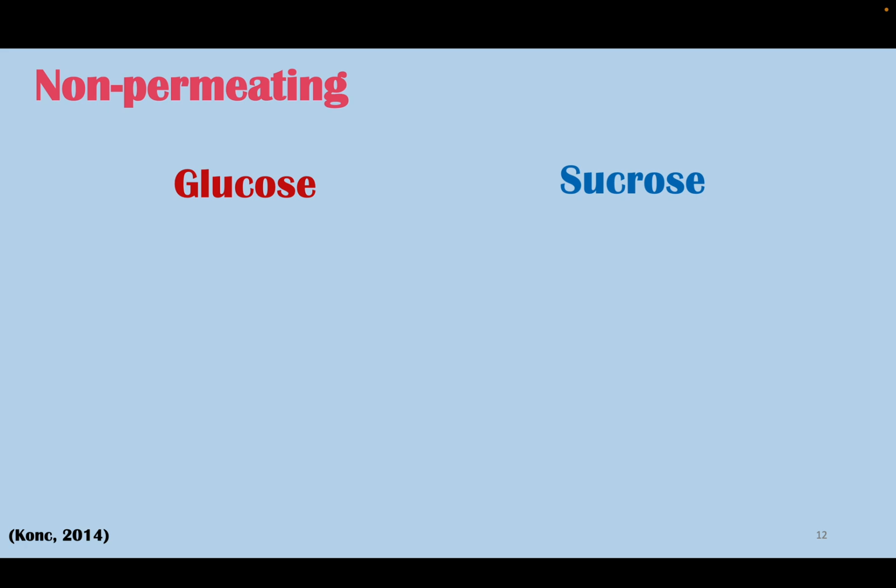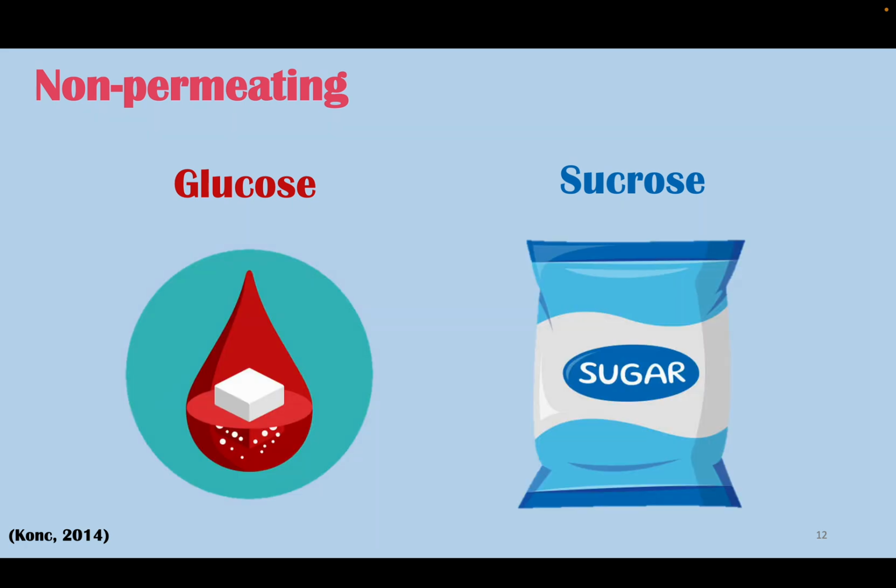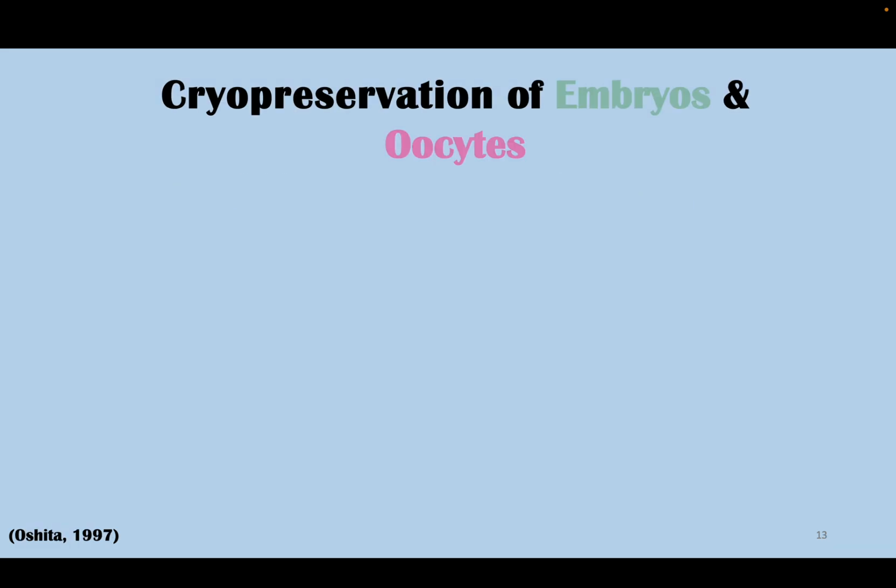Common non-permeating cryoprotectants are glucose and sucrose, which we are familiar with as sugars. These saccharides are too large to fit through the cell but utilize osmosis to move all of the water out. This again removes the water, which removes the chances of ice formation.